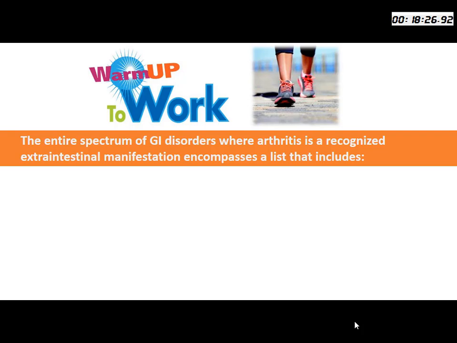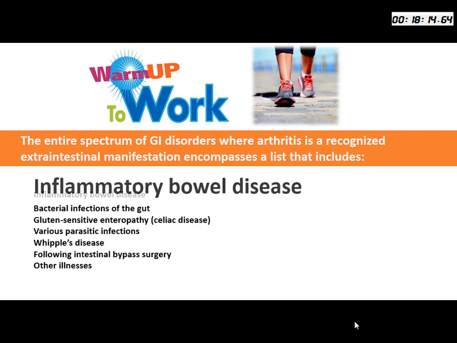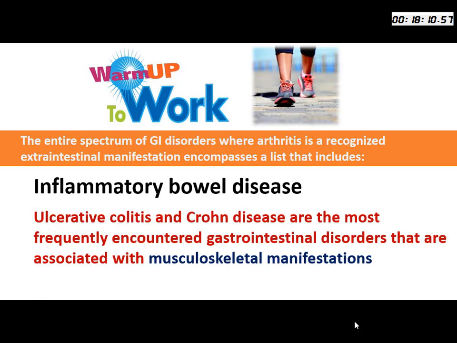The entire spectrum of GI disorders where arthritis is a recognized extraintestinal manifestation encompasses a list: inflammatory bowel disease, bacterial infections, celiac disease, Whipple's disease, and others, but IBD is the most important. Ulcerative colitis and Crohn's disease are the most frequently encountered GI disorders associated with musculoskeletal manifestations, namely arthritis or spondylitis.